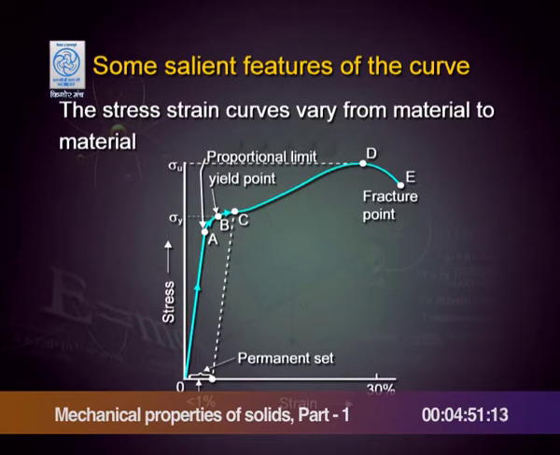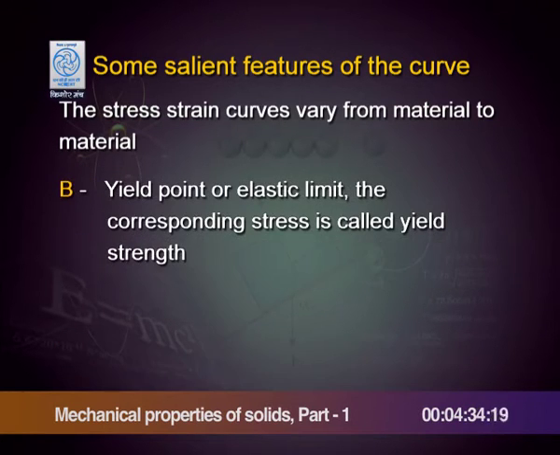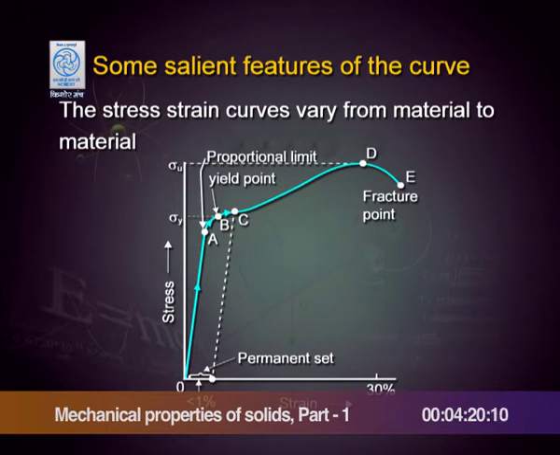In the AB section of the graph, stress is not proportional to strain. The body returns to its original shape once the deforming force is removed, because you have not yet deformed it completely. Point B is the yield point or the elastic limit. The corresponding stress is called yield strength, and this is the limit or optimum deformation that this particular system can withstand.